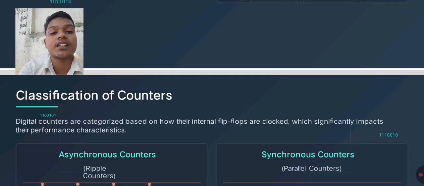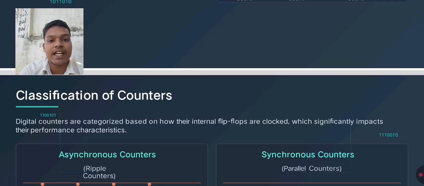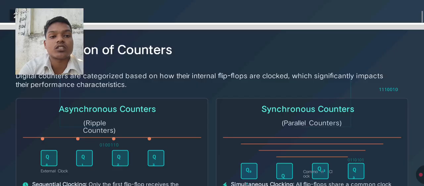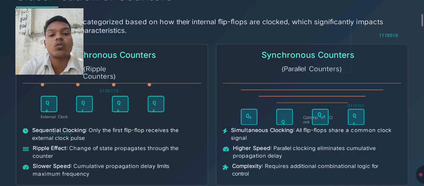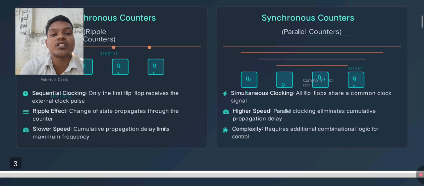Classification of counters. Digital counters are categorized by how their internal flip-flops are clocked, which significantly impacts their performance characteristics. Asynchronous counters, or ripple counters: sequential clocking, only the first flip-flop receives the external clock pulse. Ripple effect: change of state propagates through the counter. Slower speed: cumulative propagation delay limits maximum frequency.